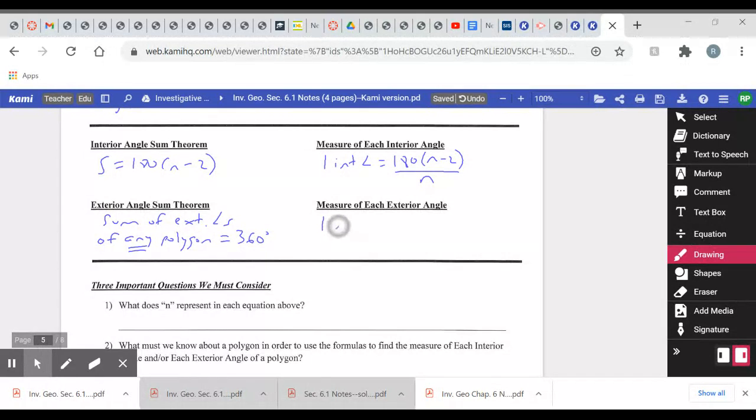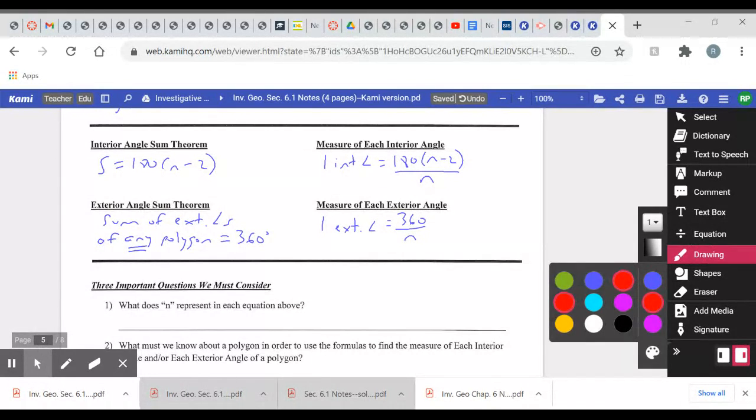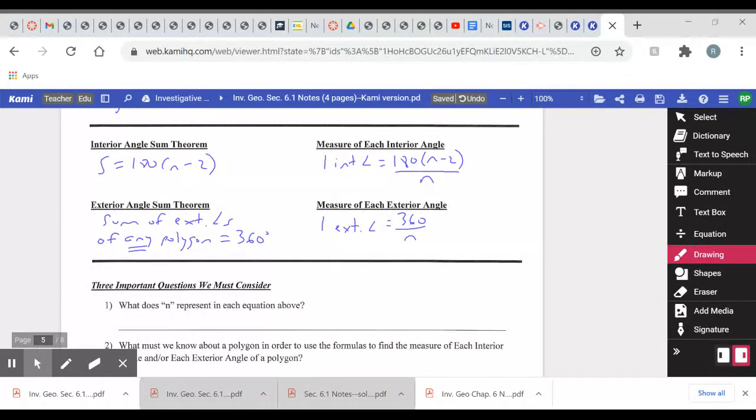To get one exterior angle, you can just do 360 divided by n, which is how many sides it has, and therefore how many exterior angles it has. And the one extra thing that I'm going to add here is that one interior angle plus one exterior angle is equal to 180. So sometimes there's more than one way you can do something. If you know one of those, you can subtract from 180 to get the other one.